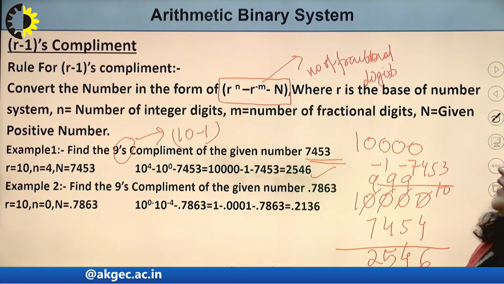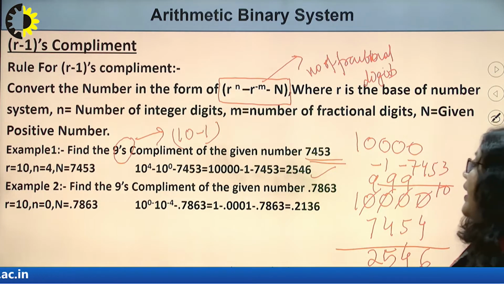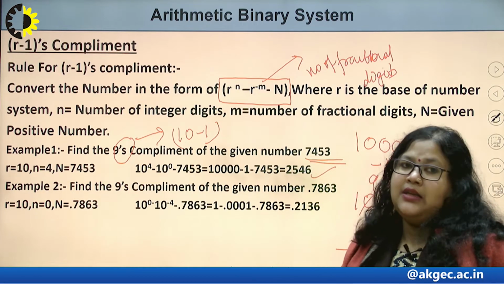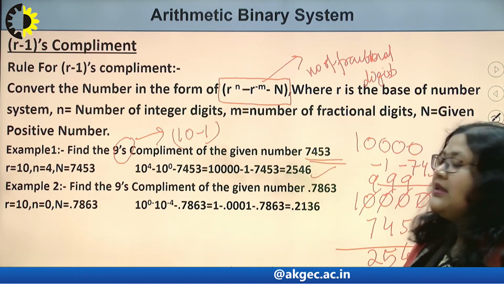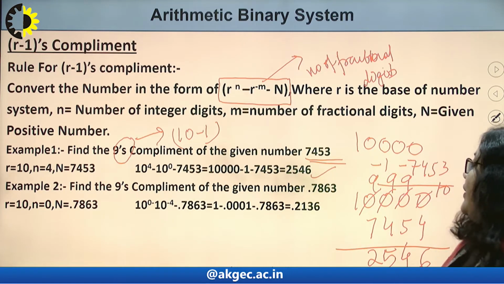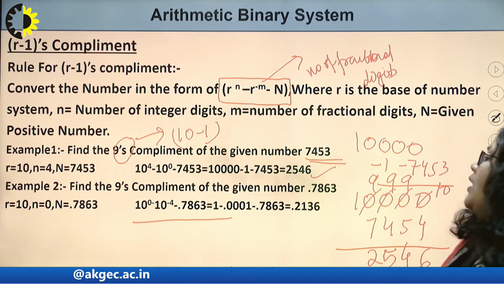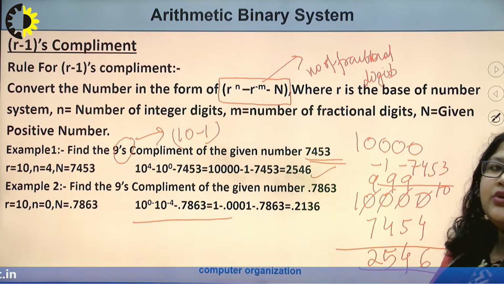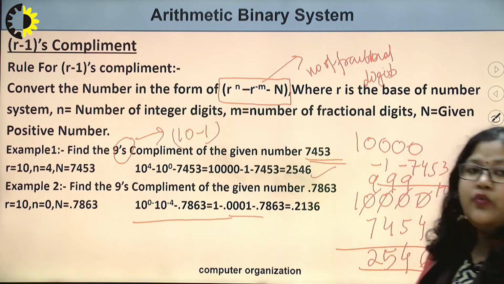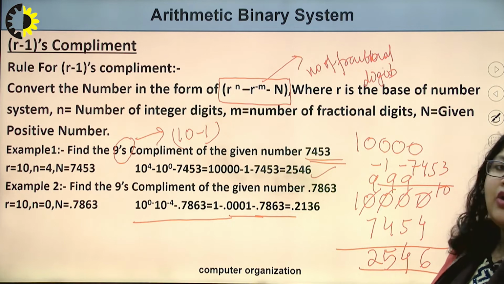Now take the second example: find the 9's complement of a given fractional number, 0.7863. In this question the integer part is 0 and the fractional part is 0.7863, which means there are 4 digits in the fractional part. So it is 10 to the power 0 minus 10 to the power minus 4 minus 0.7863. 10 to the power 0 is 1, minus 10 to the power minus 4, that is 0.0001, minus 0.7863. How do we subtract this number?